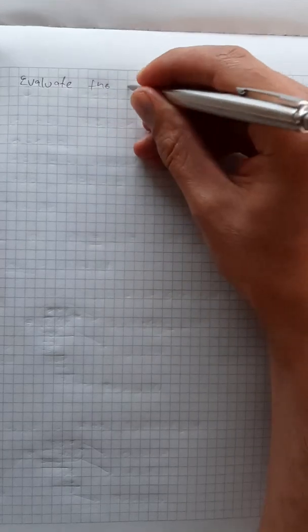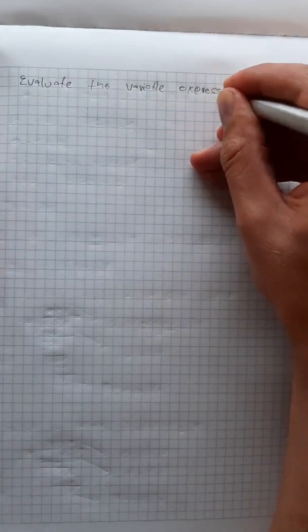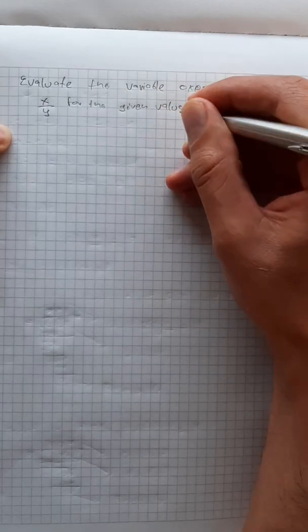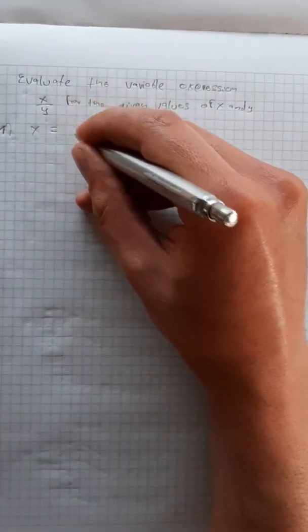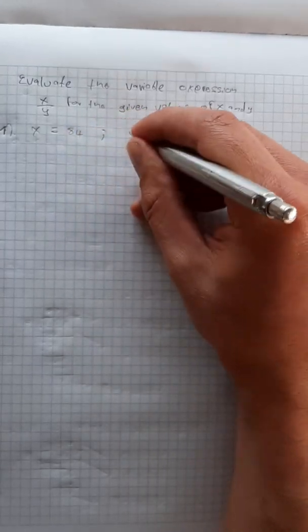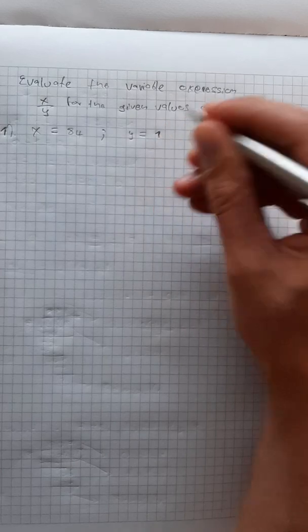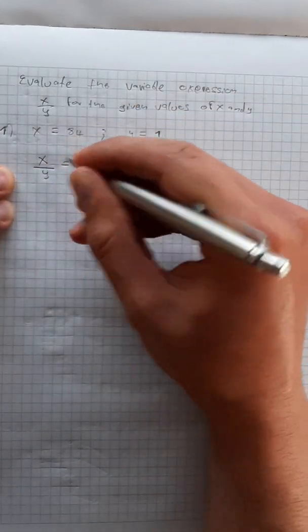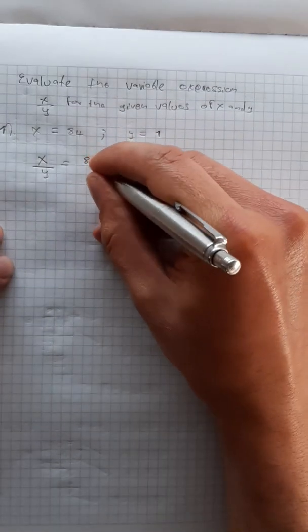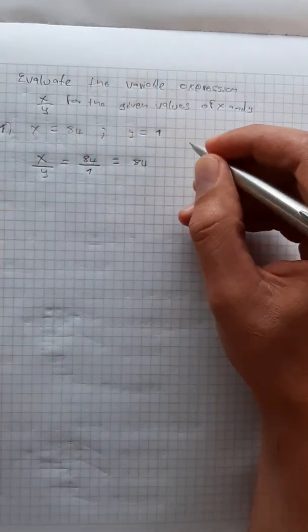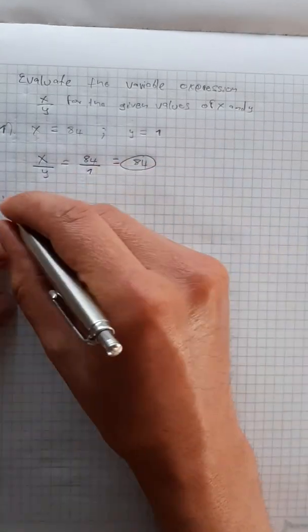Now, what happens if the exercise asks to evaluate the variable expression x over y for the given values of x and y? In example number 1, x is equal to 84 and y is equal to 1. Let's remember that the variable expression is x over y. Then let's replace x is 84 and y is 1. 84 divided by 1 is 84.